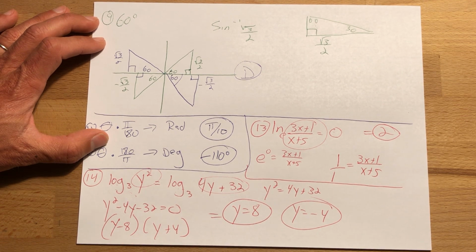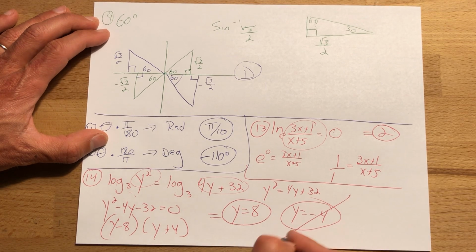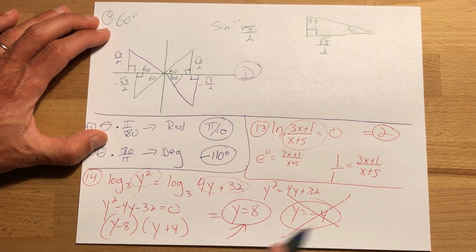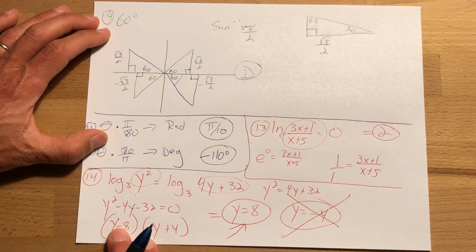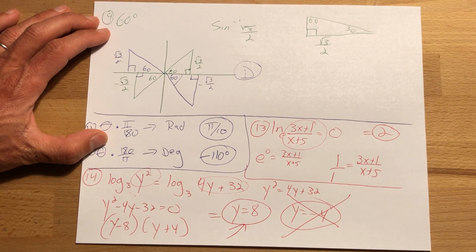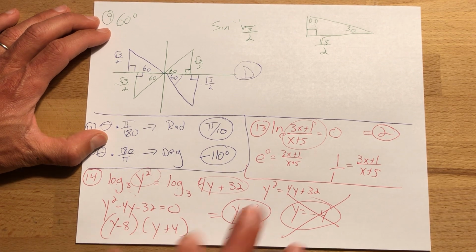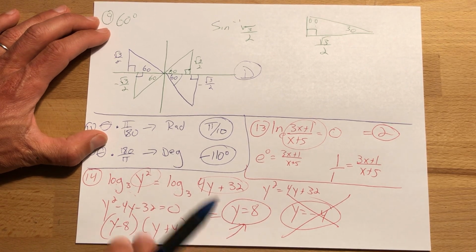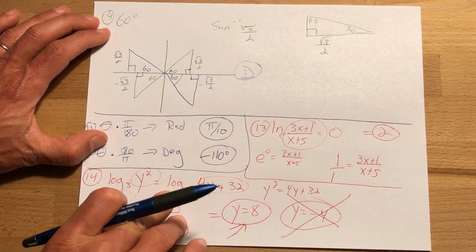is extraneous because when you plug it back into the original equation, one of these is going to give you a negative log. This is extraneous. This is the only one that you can have. Some people put both of these answers. I couldn't give you credit because I'm testing whether you understand why it was extraneous or not. So 8 is your only answer for number 14.